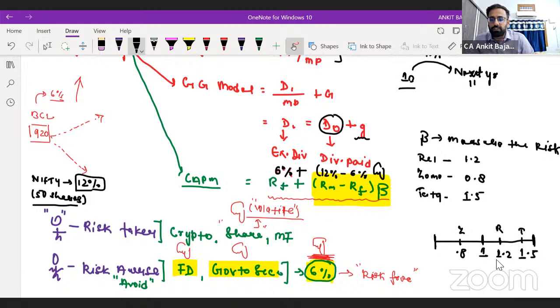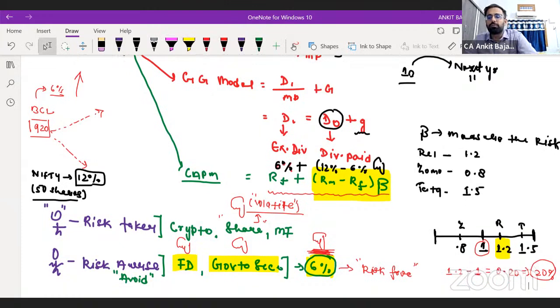Now, the beta of Reliance is how much? 1.2, right? If I subtract 1 from 1.2, what value do we get? This is the central point. If I subtract 1 from 1.2, I get 0.2, right? And if I convert this 0.2 into percentage, I get 20%, right? Now, this 20% talks about the volatility in share price.